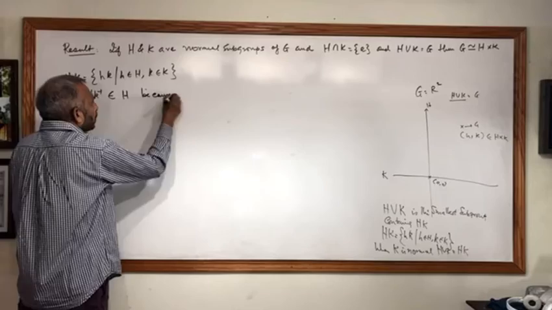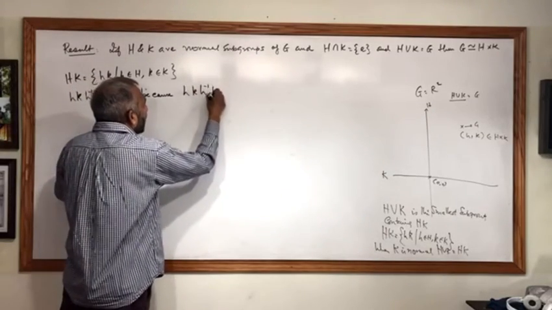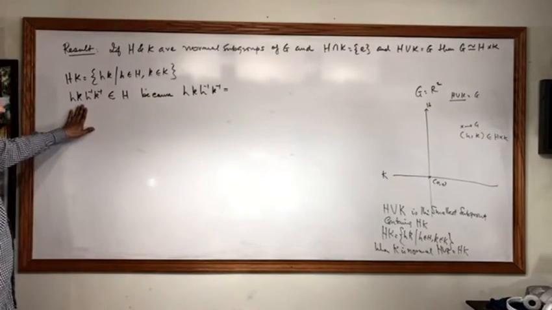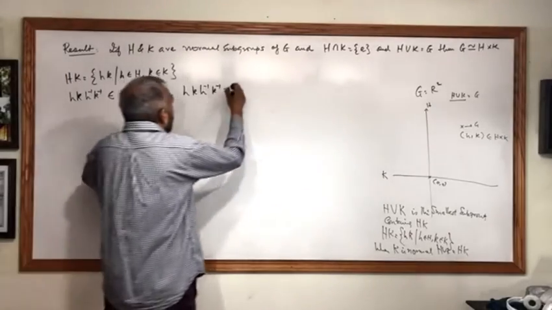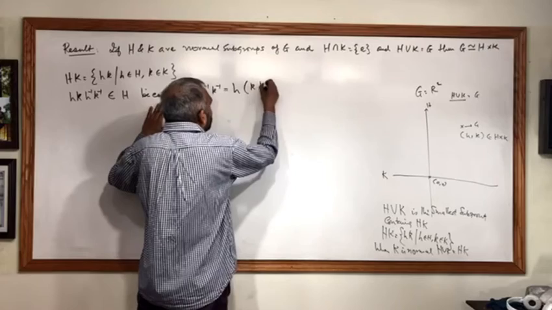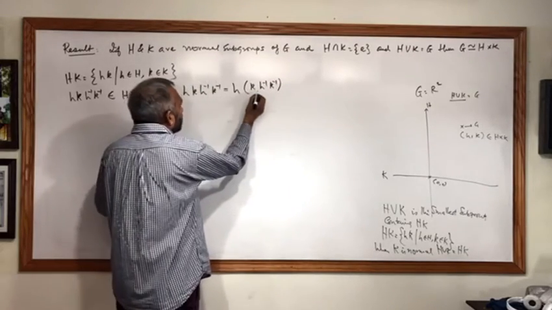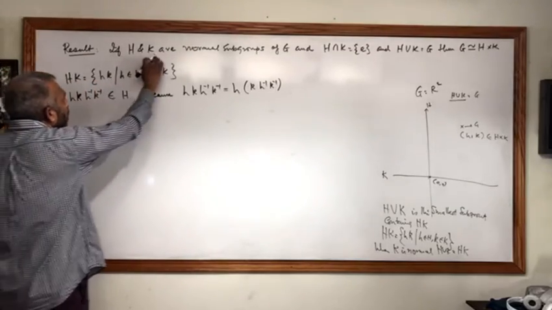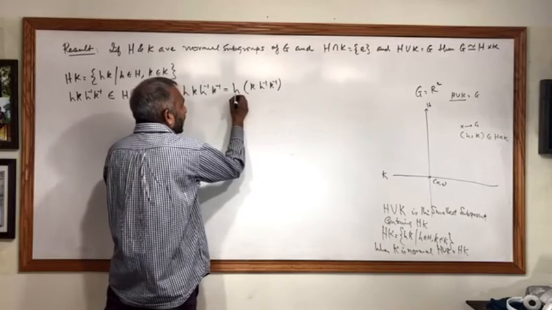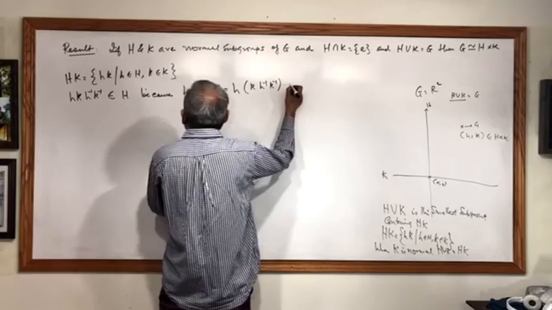Because h k h inverse k inverse can be written as h times (k h inverse k inverse). And because H is normal, this is in H. This is another element in H. So two elements in a group, so this belongs to H.